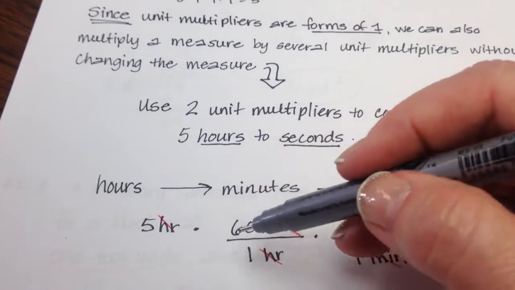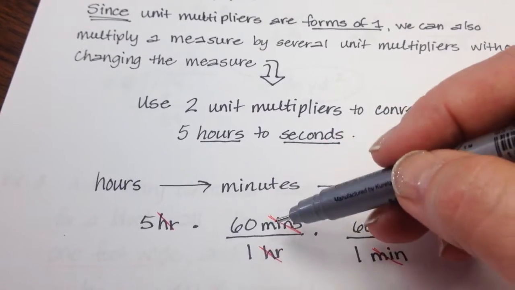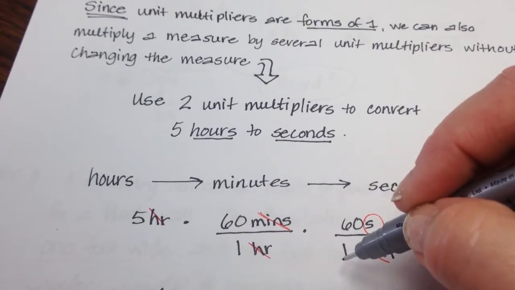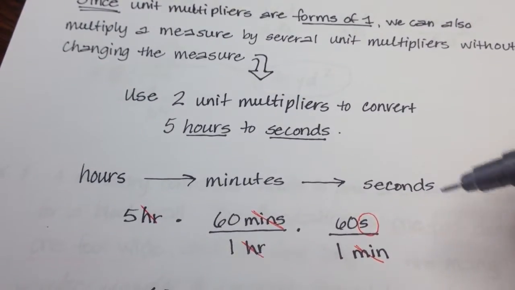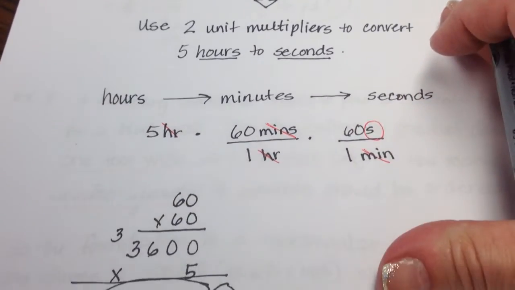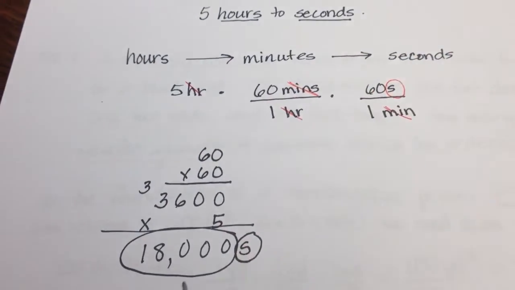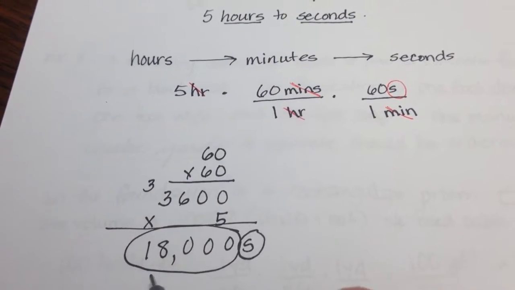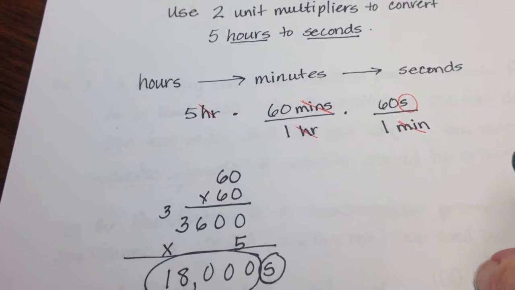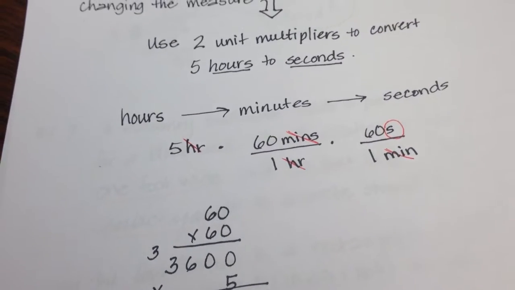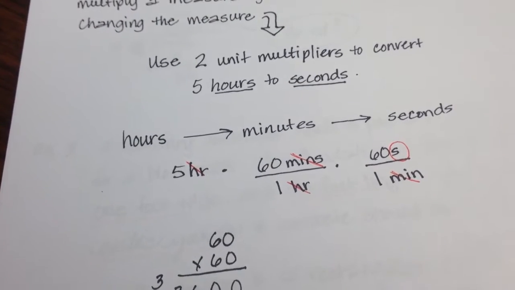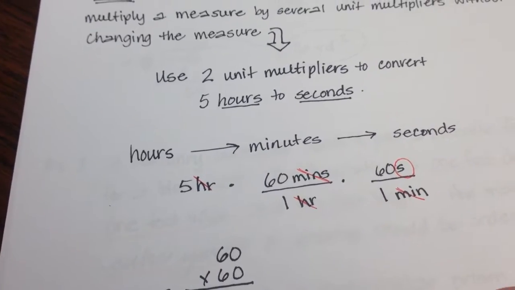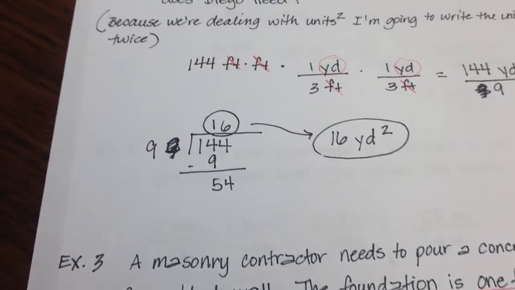So I can cross out my like label, so there goes my hour, there goes my minutes, and I'm left only with seconds. Now since 1 times 1 is going to be 1, my answer is going to be a whole number. So I take 60 times 60, gets 3,600 times 5, get 18,000 what? Seconds. So 5 hours equals 18,000 seconds. We've done unit multipliers before. This is just using more than 1. So whatever label you want to end up with stays on the top. All right, let's look at another one.